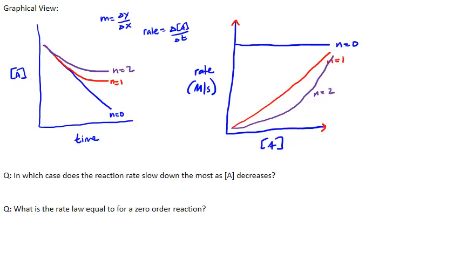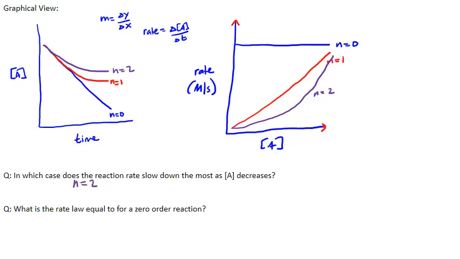Now, if we look at the first graph, I've got a question here, and it says, in which case does the reaction rate slow down the most as A decreases? That's going to be when the reaction is second order, because the rate is going to slow down much faster since the rate is dependent on that concentration squared. So the answer here would be when N was equal to 2.